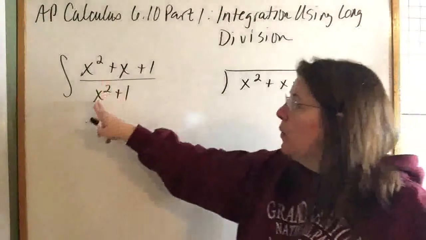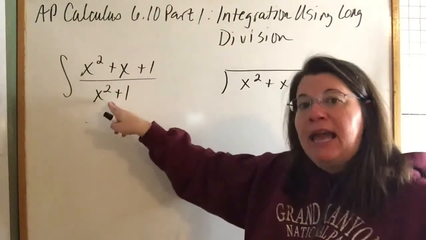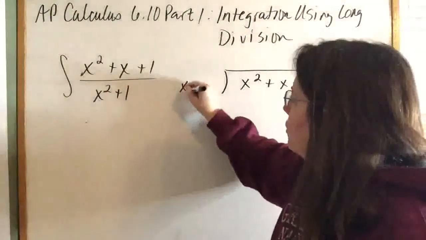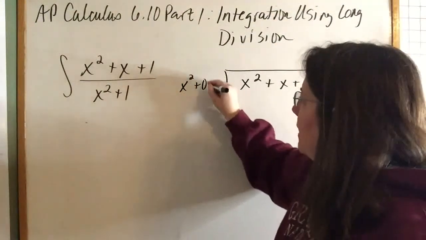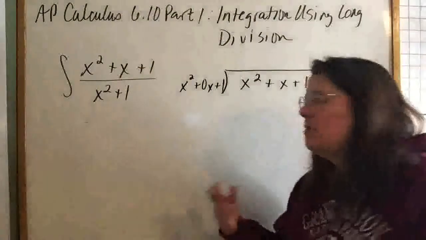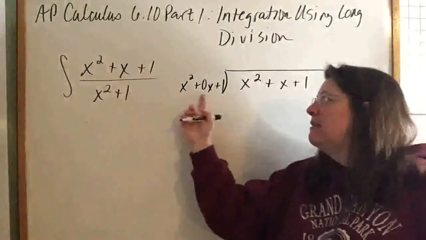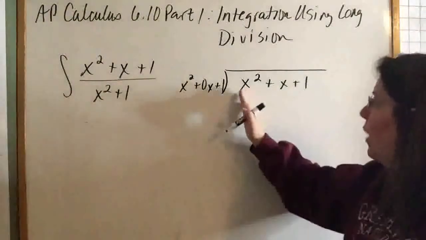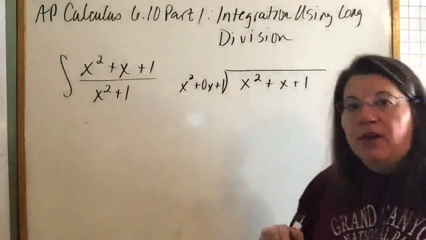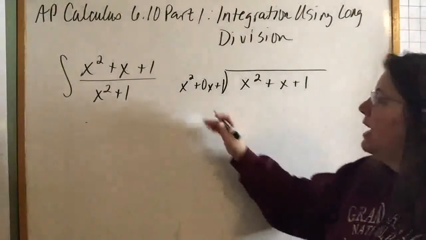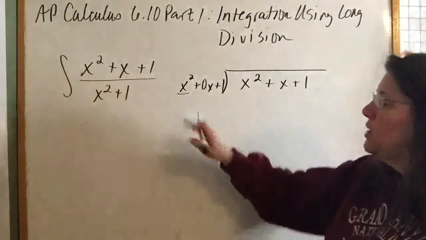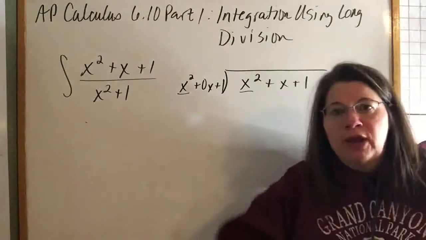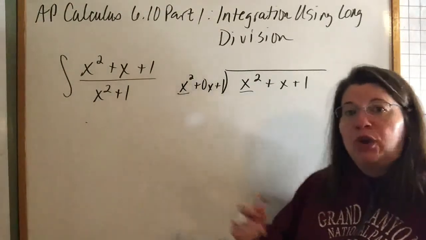Here, this is x squared plus 1. I'm missing the x term. So out here, I'm going to write it as x squared plus 0x plus 1. Now, some people can do that without writing the 0x, but I want to make sure we are accounting for that so that you can see why these things cancel out as we go. So if you recall long division, we just divide the first term into the first term. The rest of them will take care of themselves as you go through the problem.